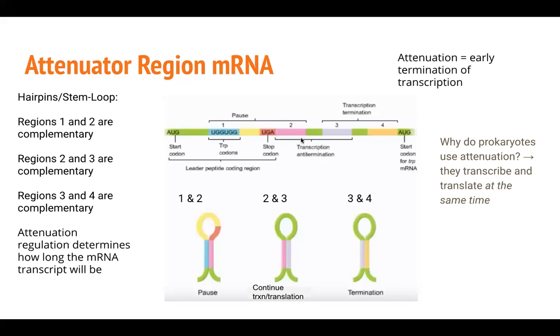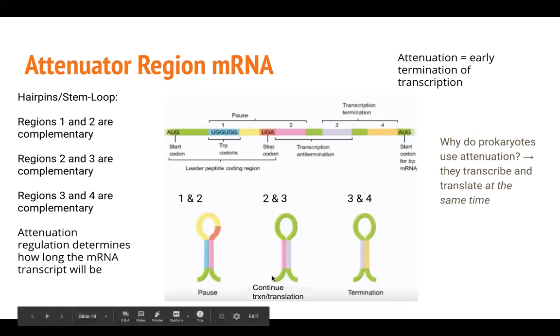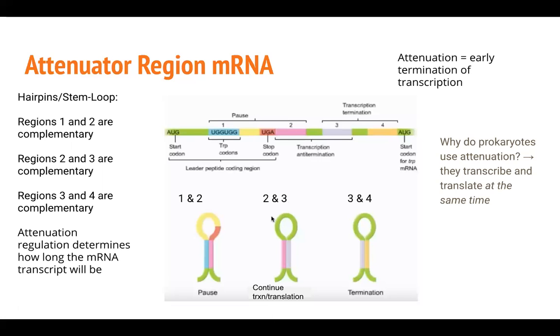But if 2 and 3 ever bind, then 3 and 4 can't bind, and 1 and 2 can't bind. Exactly. Because 2 and 3 are binding, 1 can't bind to 2 because it's already paired up with 3, and 4 can't bind with 3 because it's already paired up with 2.